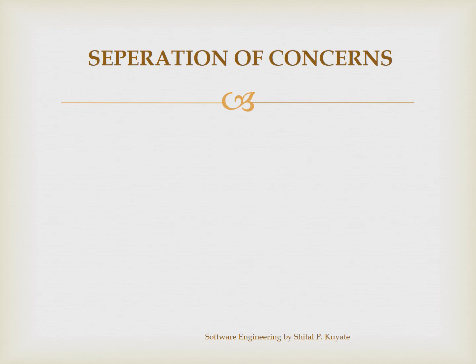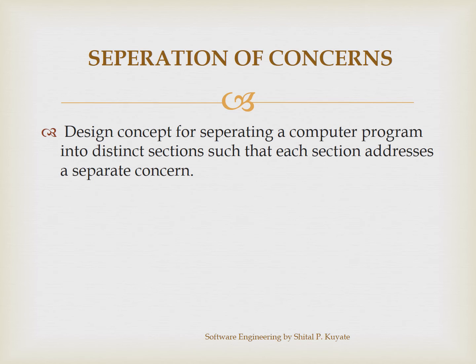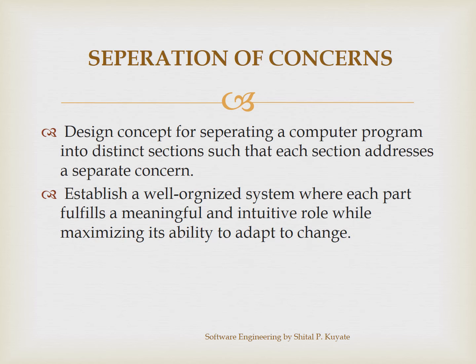Now, what is exactly the separation of concerns? Separation of concerns is a design concept for separating a computer program into distinct sections such that each section addresses a separate concern. A concern is a set of information that affects the code of a computer program. The overall goal of separation of concerns is to establish a well organized system where each part fulfills a meaningful and intuitive role, while maximizing its ability to adapt to change.